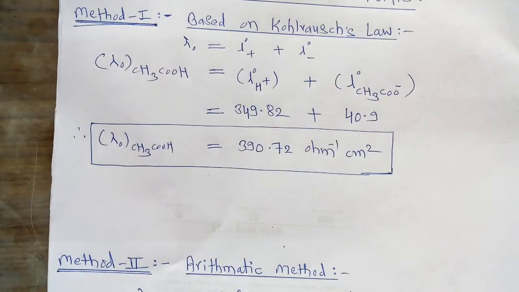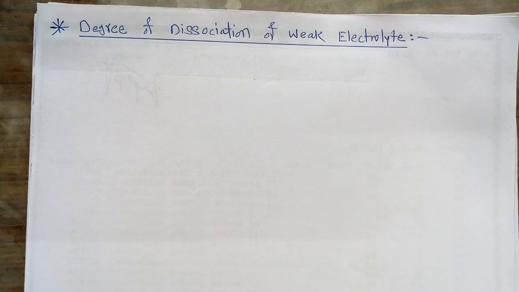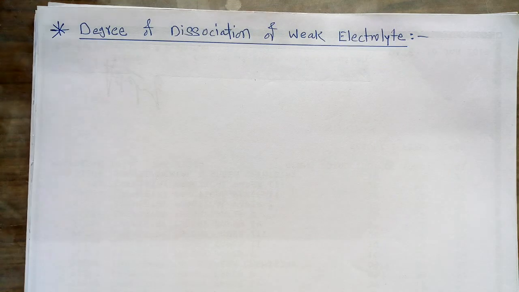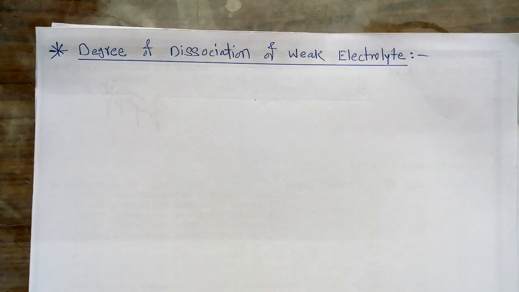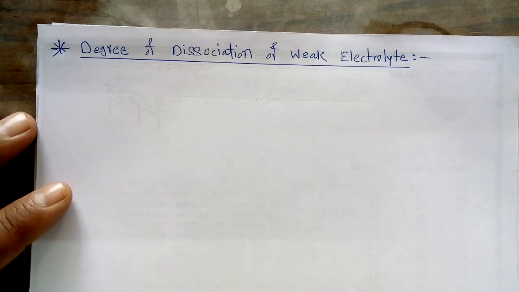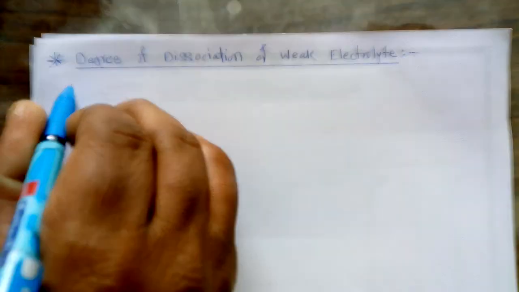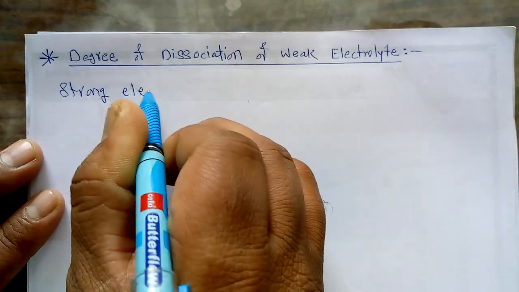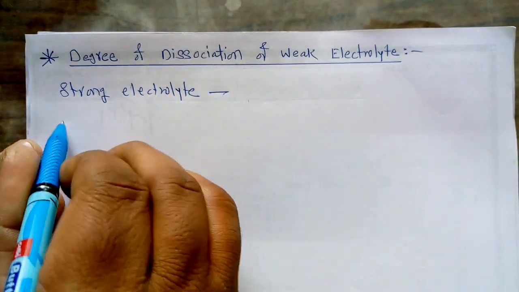Now after considering these two methods, the next point we have to study is the degree of dissociation of a weak electrolyte. What is meant by the degree of dissociation of a weak electrolyte? Before studying this, we know very well that there are two types of electrolytes: strong electrolytes, and second, weak electrolytes.